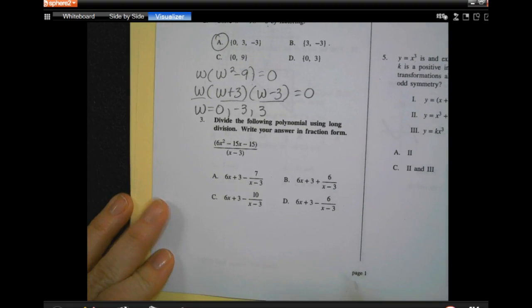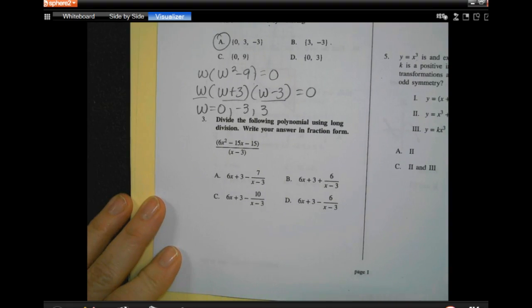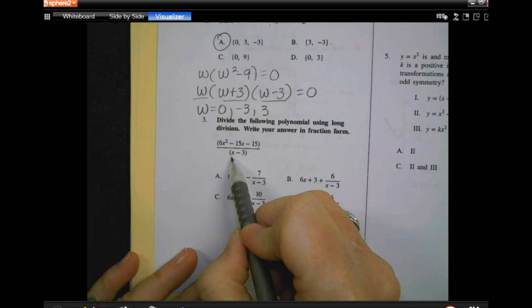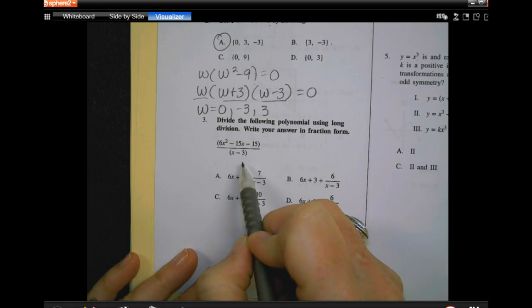Number 3, it says use long division. So let me ask you, if you did synthetic division, do you get the same answer? Yes, you do, on this one. When would I not get the same answer? If this was like 2x minus 3, you have to use long division. If it's just x minus 3, you can use synthetic division and get the same answer.